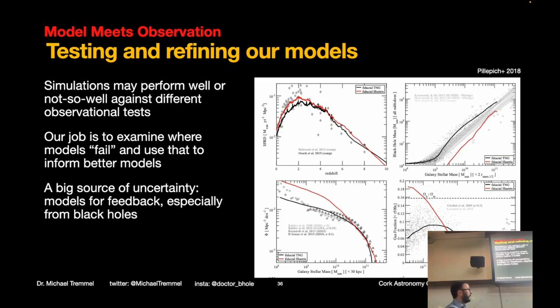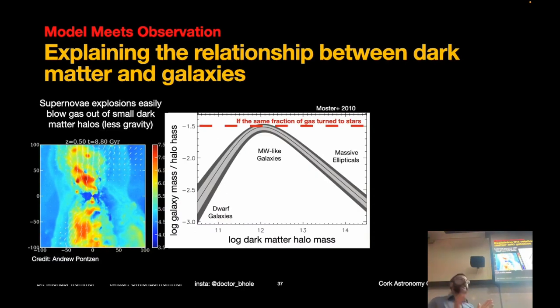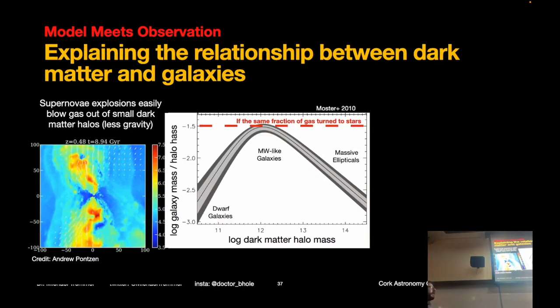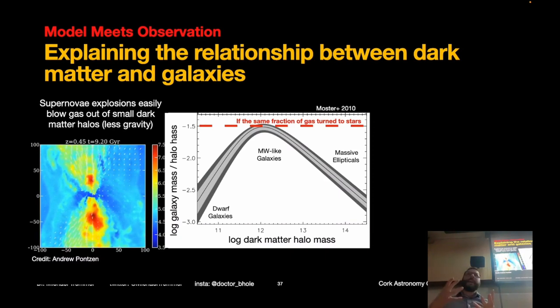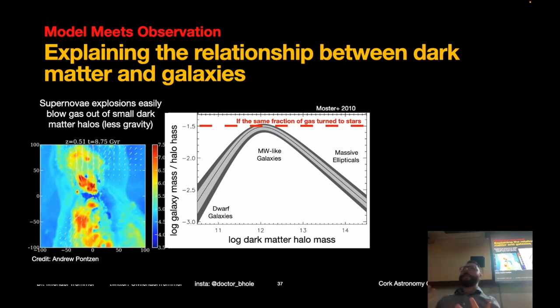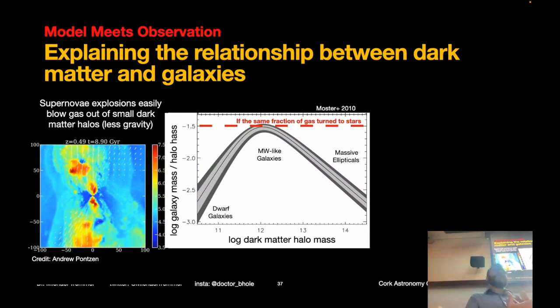So I just want to talk a little bit about what we've already learned from simulations. And I want to go back real quick to this idea of relating galaxies and their dark matter halos. Right? So we had this image that small dark matter halos are really bad at forming stars. They're really bad at forming massive galaxies.